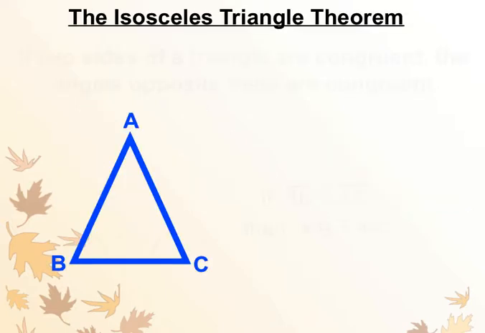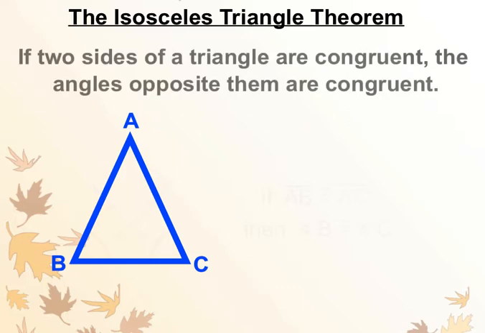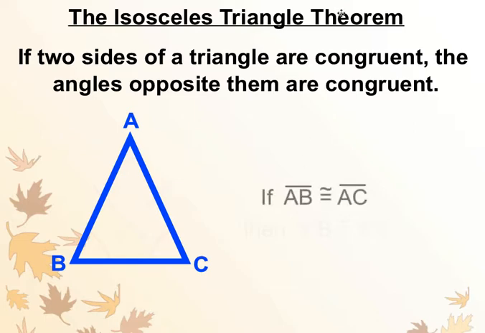The first theorem we're going to talk about with isosceles triangles is the isosceles triangle theorem, and it states if two sides of a triangle are congruent, the angles opposite them are congruent. Now let's take a look at this triangle ABC. Let's say we know that AB is congruent to AC. Let's mark those sides congruent. Then, by the isosceles triangle theorem, we also know that the angles opposite of those congruent sides are also congruent.